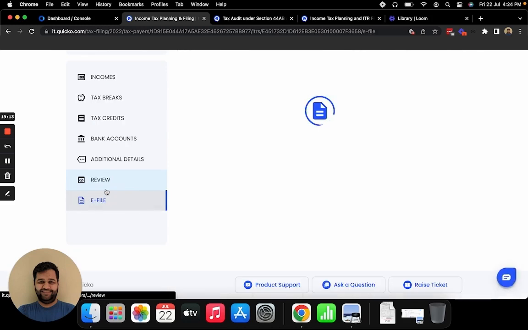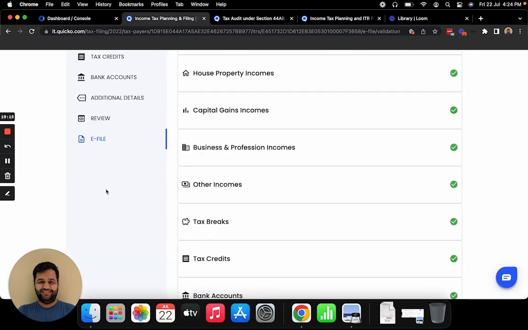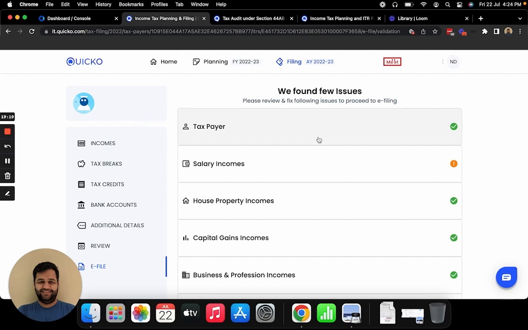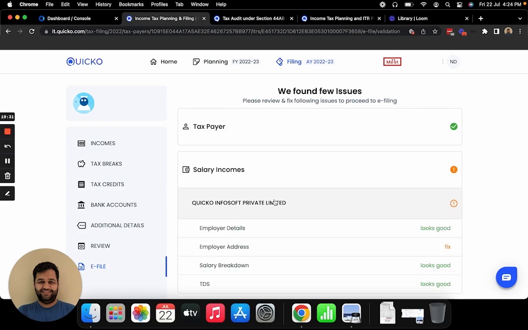So I think I'm ready to file my income tax return. But before you can file your income tax return, Quicko runs hundreds of checks against income tax department validation rules, right? These are rules defined so that you can do accurate filing. So let's see, there's some discrepancy in my salary income. I'll go and verify it.